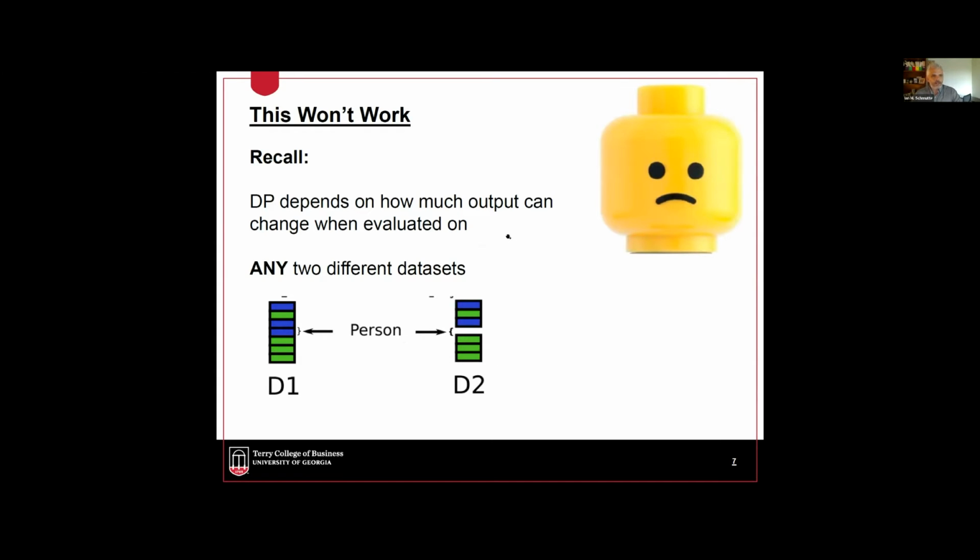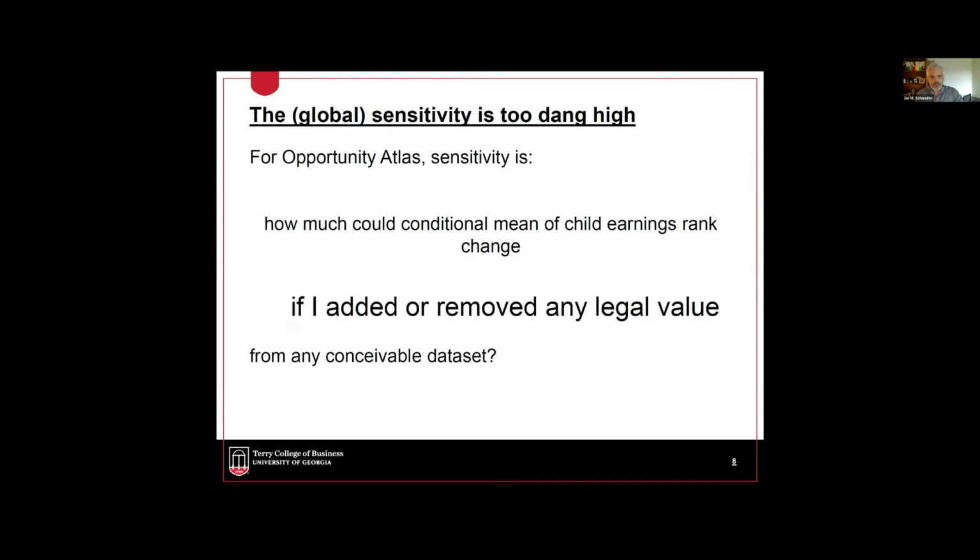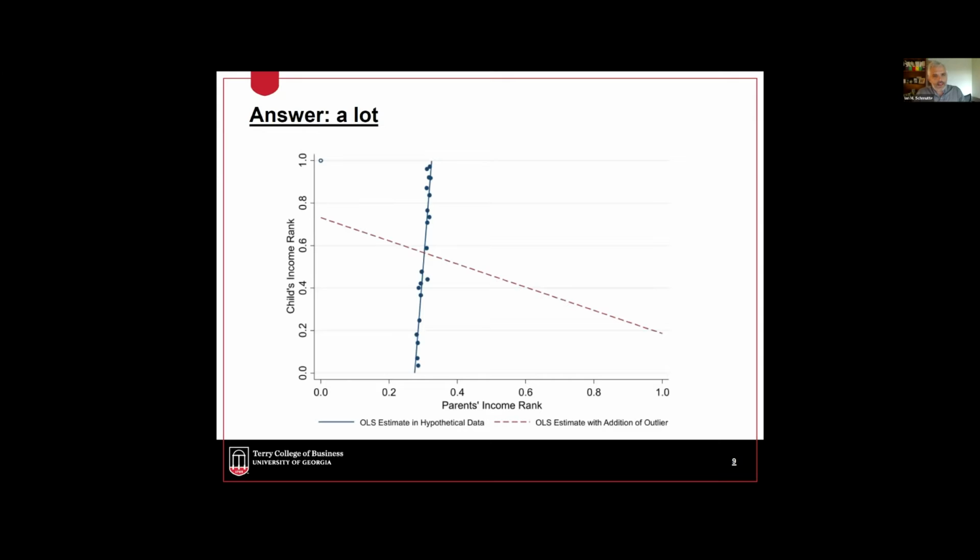So recall that differential privacy depends on how much the output can change when it's evaluated on any two different data sets, right? So the problem is that when we're thinking about this global sensitivity calculation, we have to think of all of the potential inputs that could be fed in, not just the ones that we observe. So global sensitivity here is just too high. For the Opportunity Atlas, again, the sensitivity is how much the conditional mean of, say, the child's rank in the earnings distribution could change if you add or remove any legal value from any conceivable data set. And the answer is a lot.